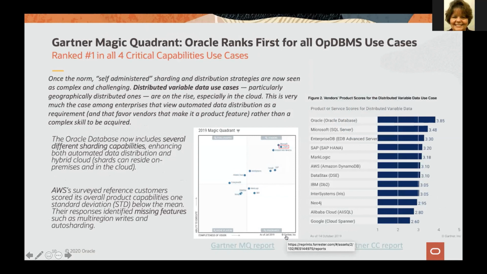Here's a ranking from Gartner, where Gartner ranked Oracle database on the top. And specifically, if you look at the sharding capability, which they talk about under the distributed variable data use case, geographic distribution of data, as well as the automation in terms of partitioning of data, they ranked Oracle as #1. Interestingly, they called out deficiencies in Amazon's offering in this space, and Google Cloud Spanner is listed at the very bottom. So this is the part we are talking about today, specifically around distributed data variable.